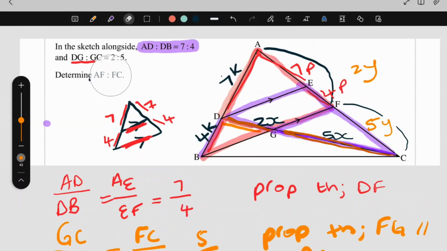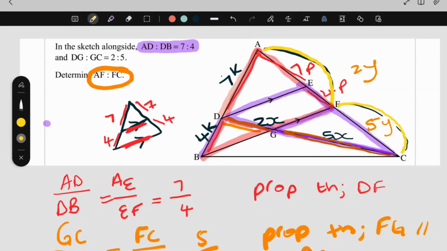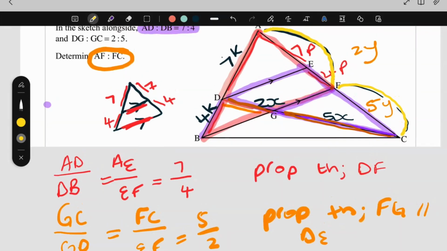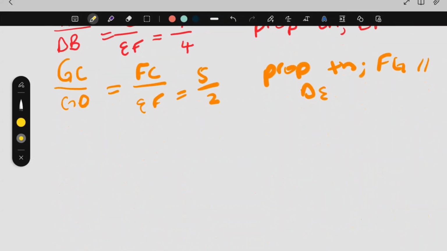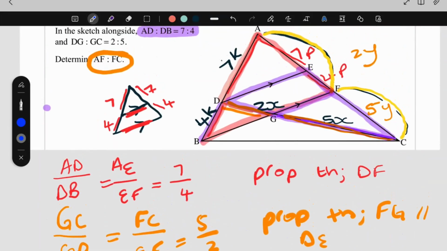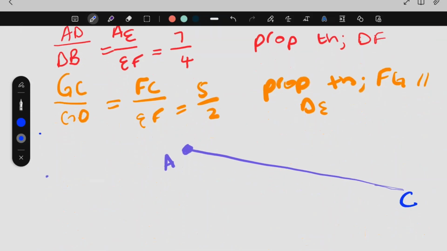I still didn't answer the question. The question is determine AF over FC. I'm going to highlight here what we are looking for. We are looking for AF, so this whole thing, over FC. I'm going to take out a whole line. So I'm taking out the line AC. I'm going to draw it here to show you. So I have this line AC. So that's A and this is C. And on this line, there's an E and an F in the middle somewhere.